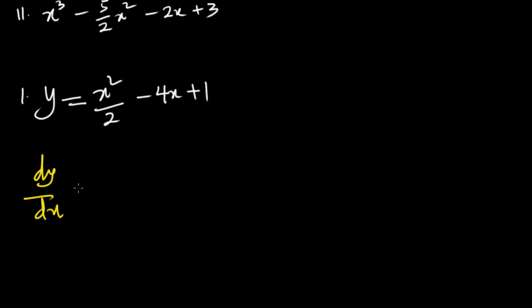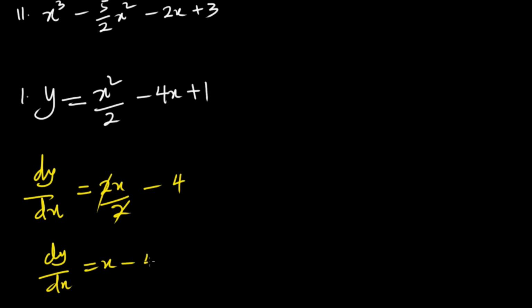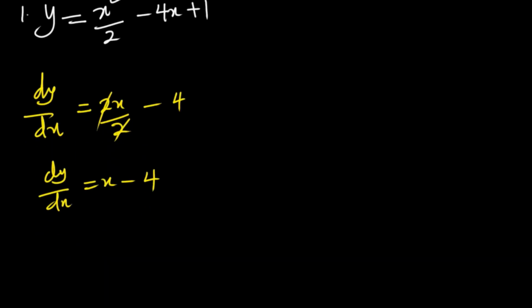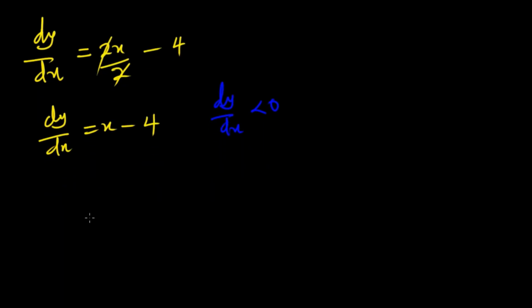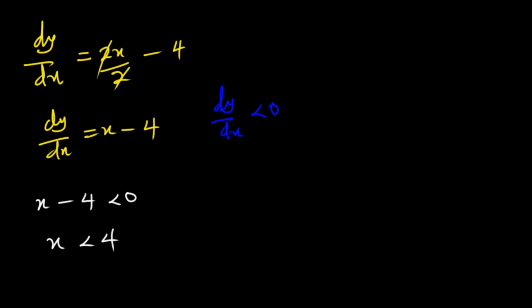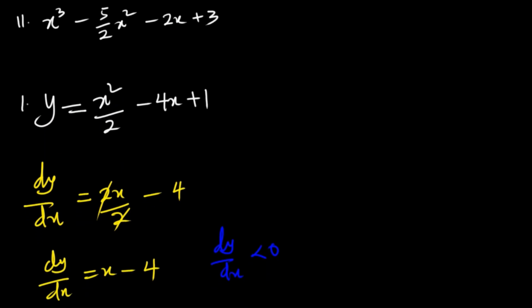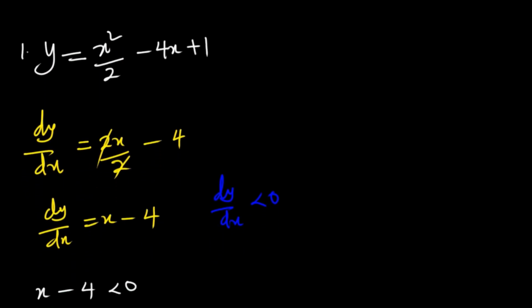For this expression, dy over dx is 2x divided by 2 minus 4, and the 2 cancels out the 2. I have dy over dx equal to x minus 4. And recall that for a function to be decreasing, dy over dx must be less than 0. So if I translate the same thing here, dy over dx, which is x minus 4, is less than 0. I'm going to have x less than 4. So x less than 4 will make the function y equal to x squared divided by 2 minus 4x plus 1 a decreasing function.